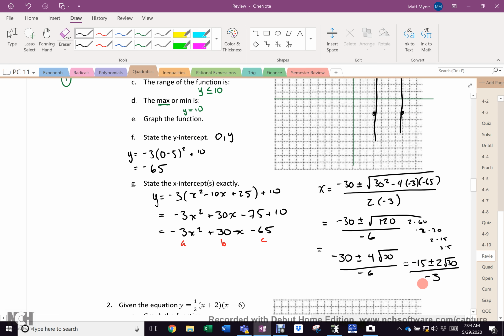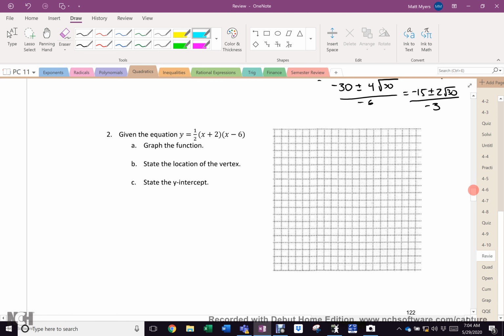But you didn't have to do all that. If you got it to there, I'd give you full credit, even if you did that. All right, 1, 1, 1, graph the function. So what do I know about that function right now? I know its roots.